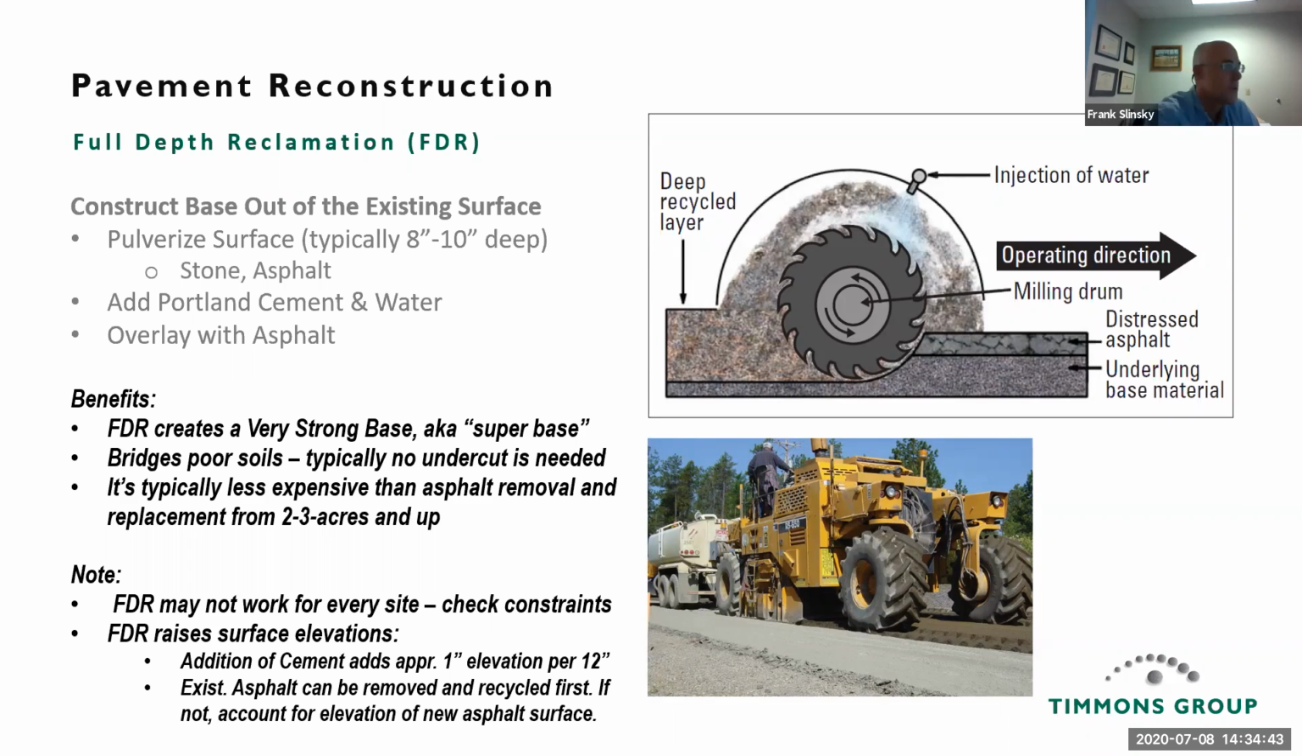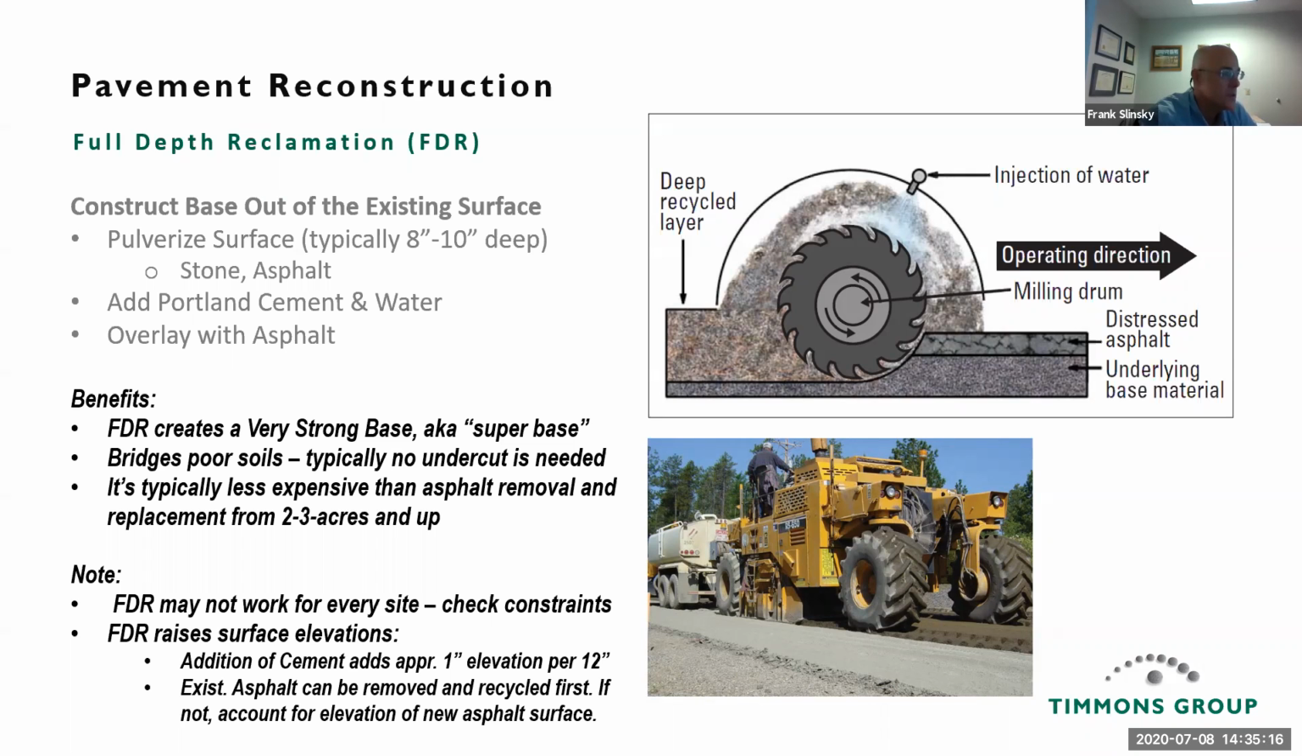The benefits of full depth reclamation is that it creates a very strong base in the field. It's called a super base. It bridges poor soils. Typically, no undercut is needed. And it's typically less expensive than asphalt removal and replacement from 2 to 3 acres up. Note that FDR may not work for every site, so you need to check your constraints.